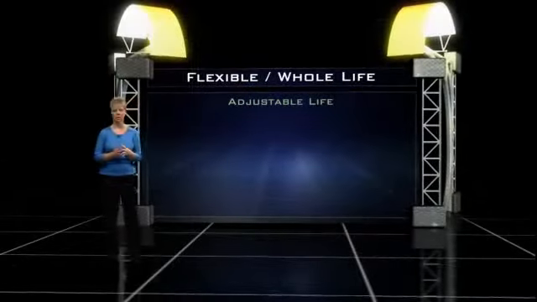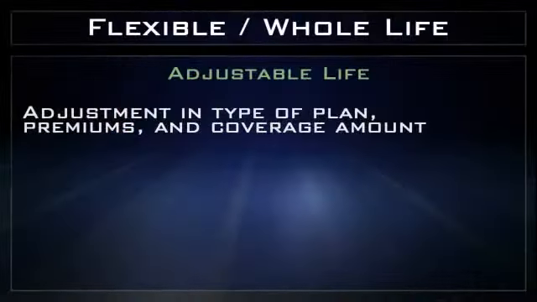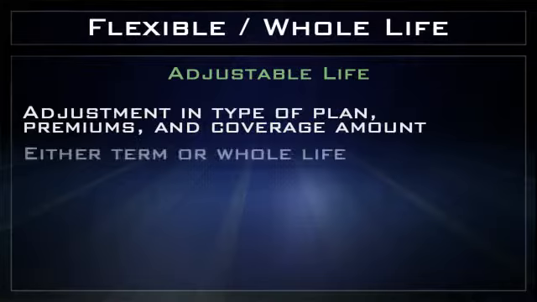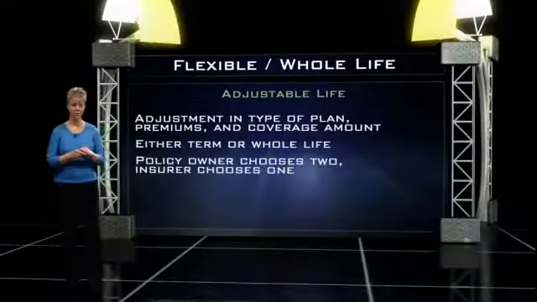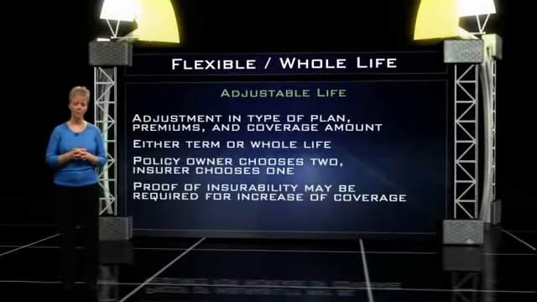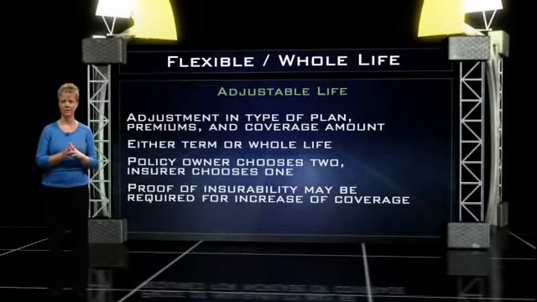First, with adjustable. Just like the name implies, the client has some choices or adjustments that can be made while they own this policy. They actually can change the premium paying period, and they can even move between a term policy and a permanent policy. In these policies, the client gets two of those choices, and the insurance company gets one of those choices. Also, proof of insurability will probably be required if more risk is taken with a change throughout these policies.